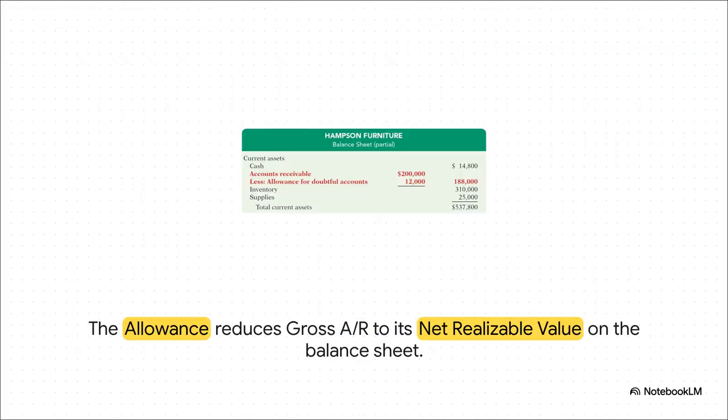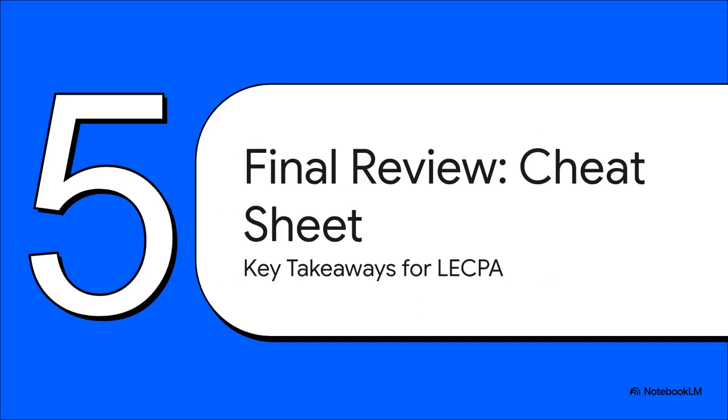And here's exactly how you'd see it on a real balance sheet. You show the big number, the gross AR, but then right underneath, you subtract the allowance. The number that's left, the net realizable value, is the figure that actually gets added to the company's total assets. It's all about transparency. Okay, let's bring it all home.